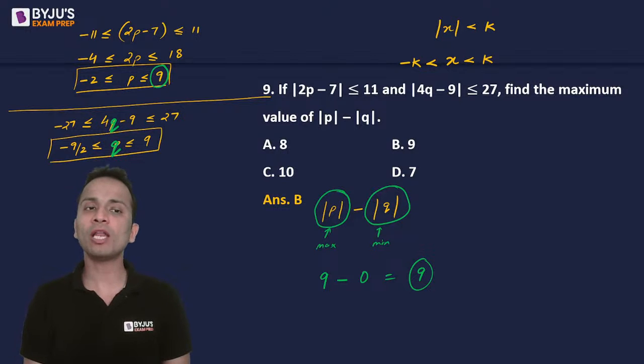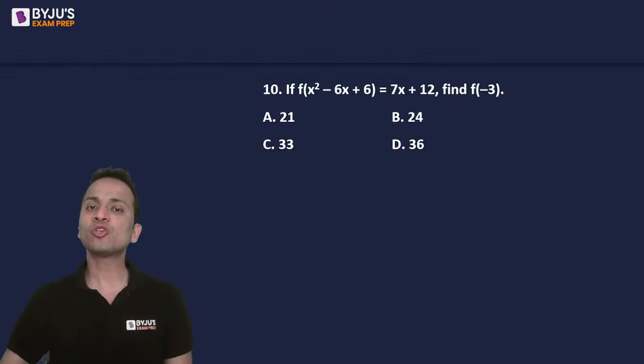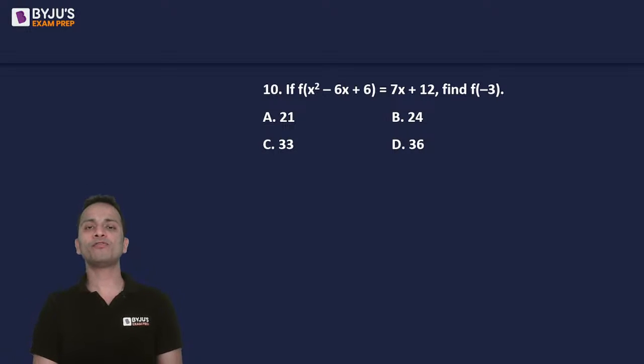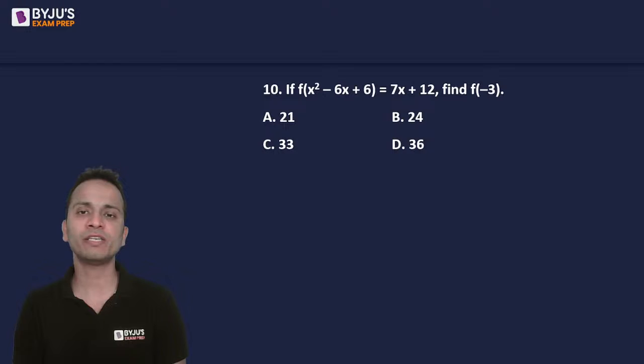I hope you all have understood, right? Let's move on and look at the last question for the day. Slightly tricky one. If f of x square minus 6x plus 6 is equal to 7x plus 12, then find the value of f of minus 3.